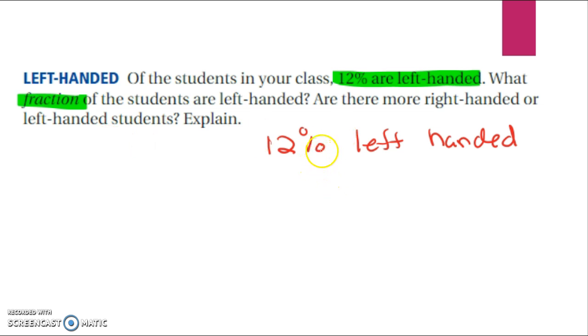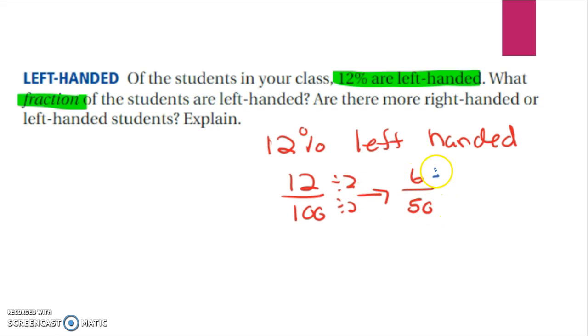So we need to change this 12% to a fraction. I know that 12% is 12 out of 100. If I take 2 out from both, now I'm going to have 6 out of 50. And if I take another 2 out, I'm going to get 3 out of 25. And then I know that's as far as I can go. So this is the fraction of students that are left-handed.